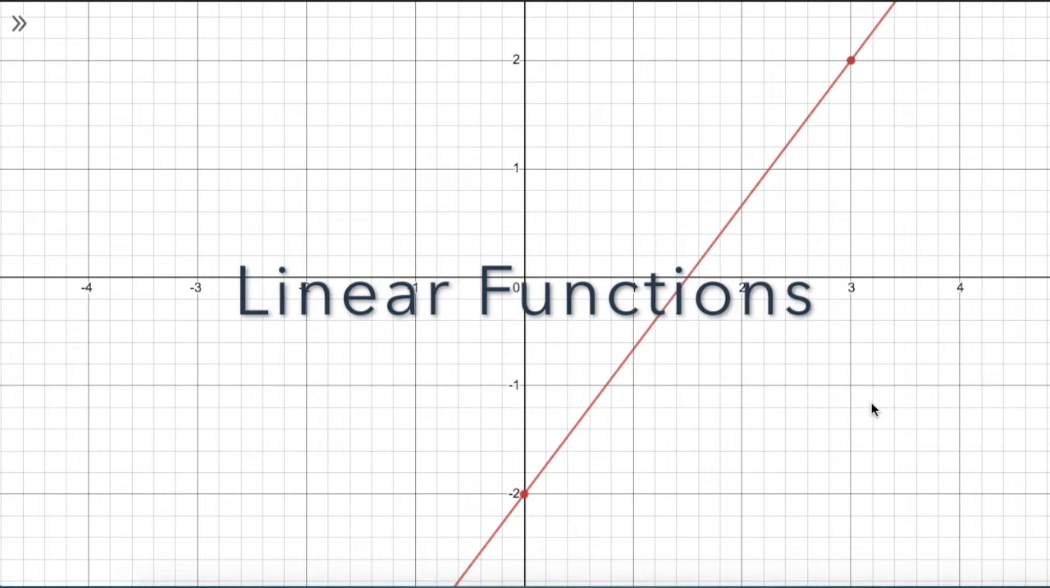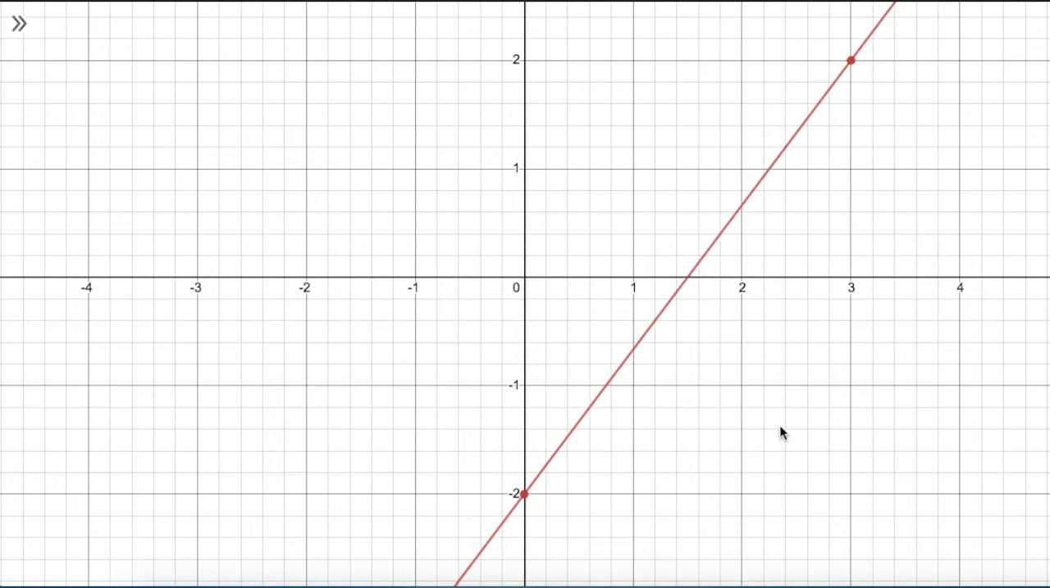Hi students, welcome to Linear Functions. Today we will learn how to find the slope, y-intercept, and also write in slope-intercept form.